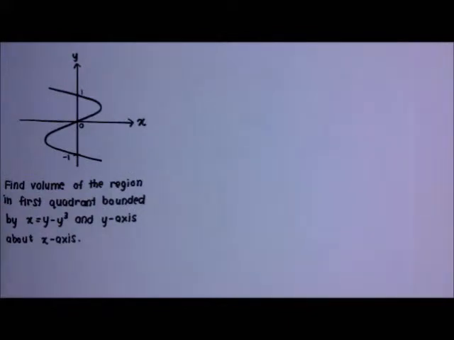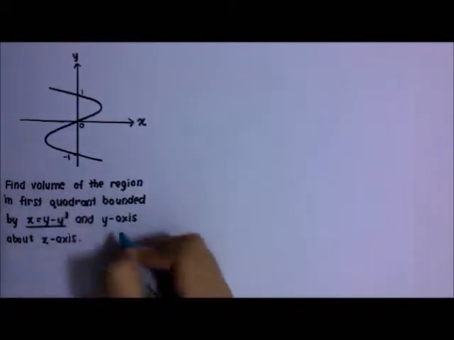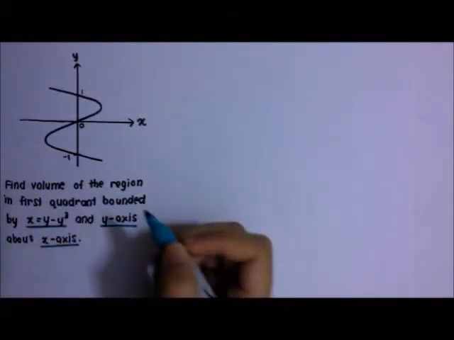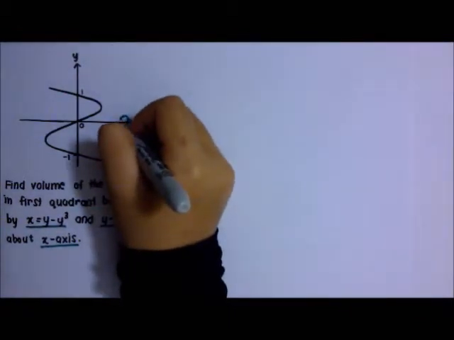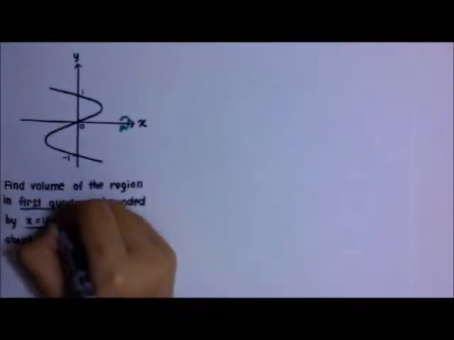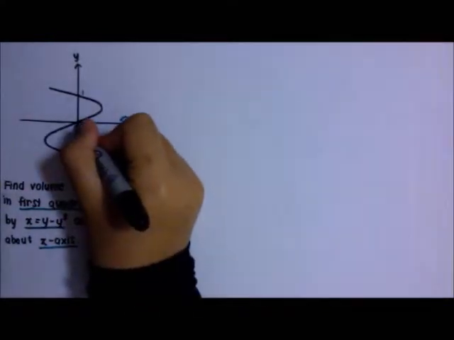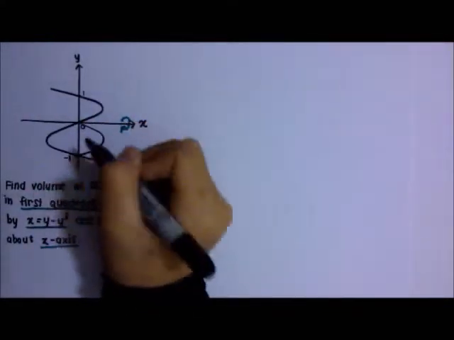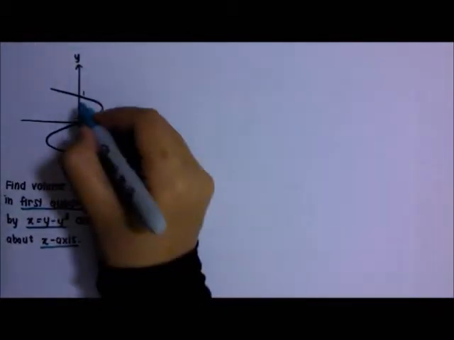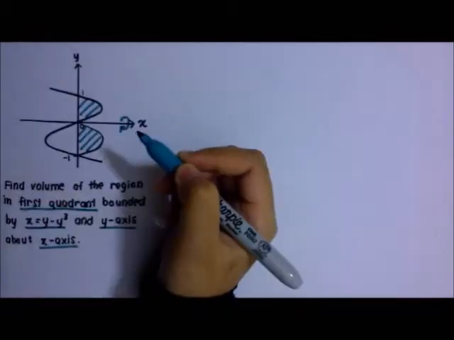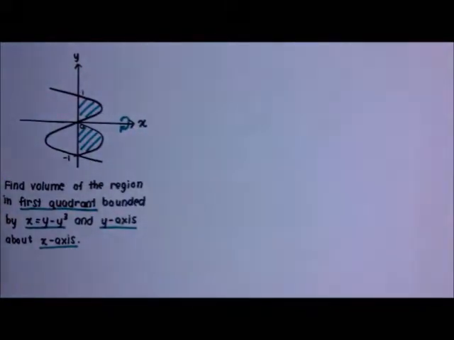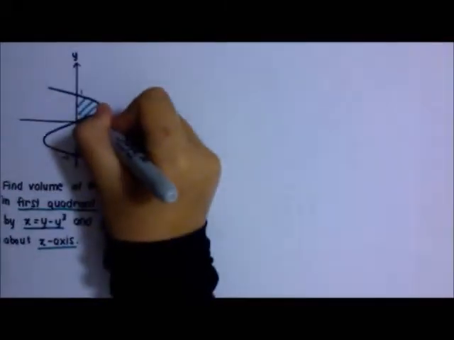Still clueless? Now let's try another question. As I said just now, underline the important key points. Now, in this question, there's another important key point, that is the region in the first quadrant. Meaning, you only have to revolve the region in the first quadrant only. Shade it and find the radius and height.